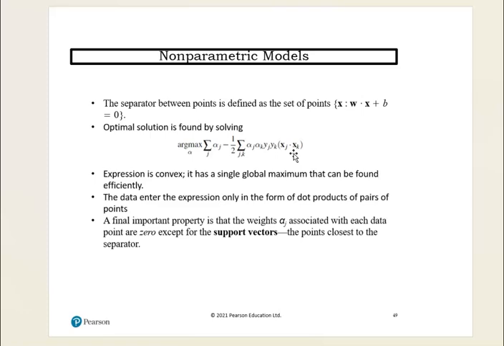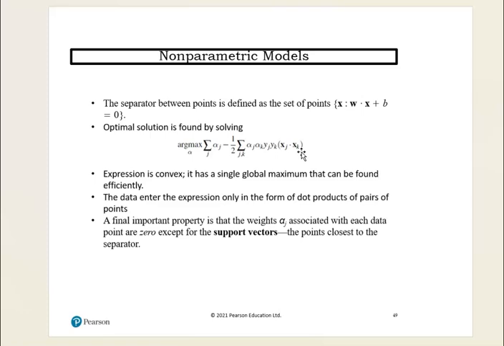Second, the data enters the expression only in the form of dot products of pairs of points, right? Which is, you can see here, xj dot xk. Okay, so this second property is also true of the separator itself, once we've found the optimal alpha j.